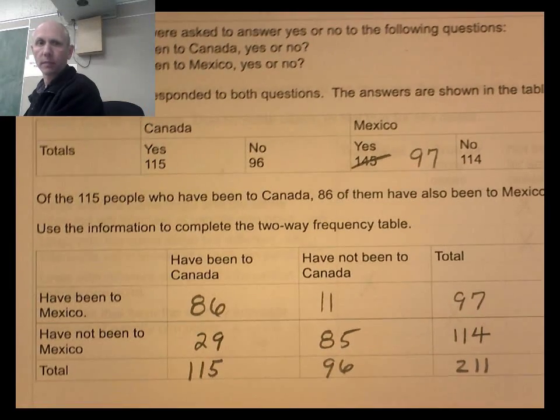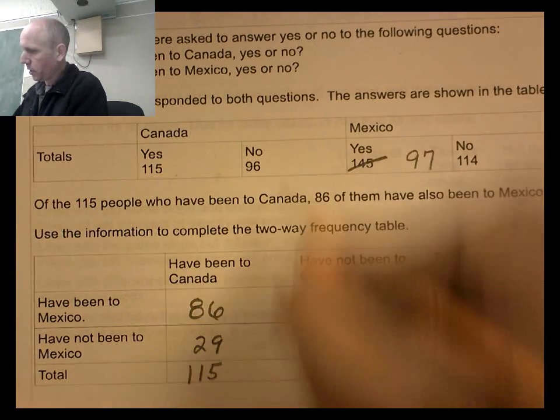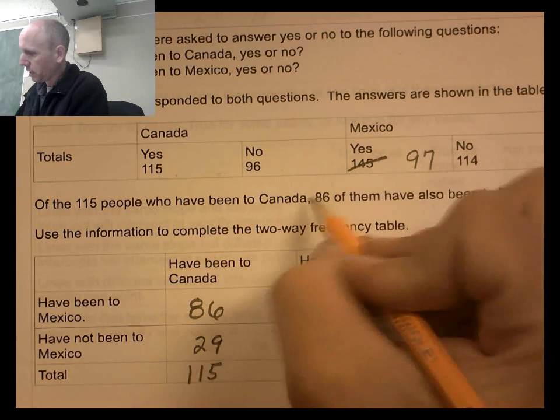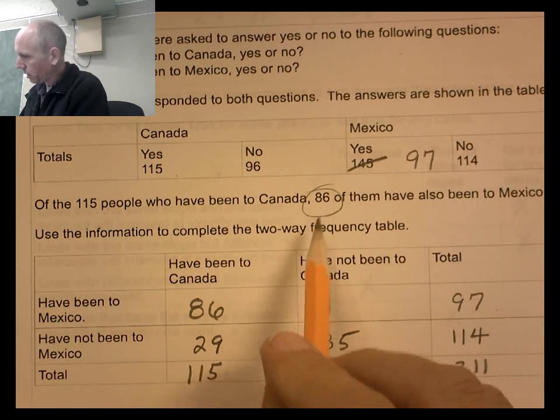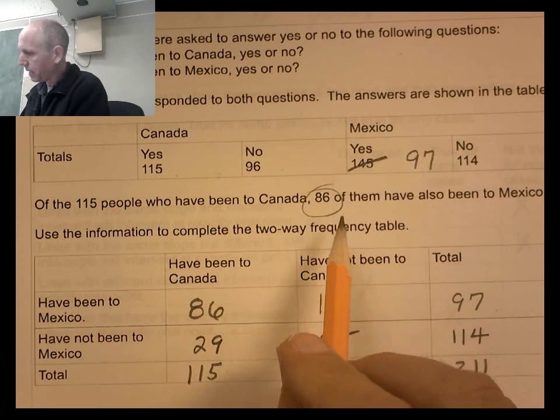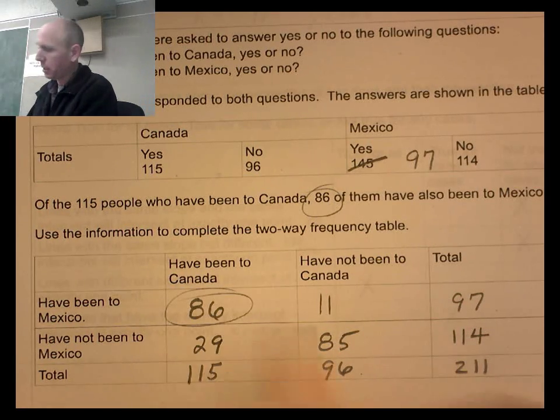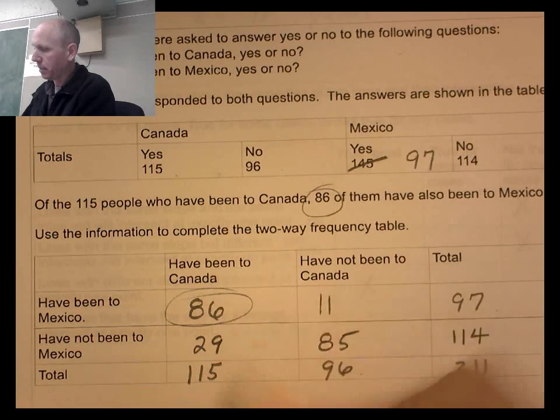Have you been someplace? Okay. So 115, 96, 97, 114. 115 people. Yes, Canada. Yes, Mexico. It's right there. Put it in. It all adds up.